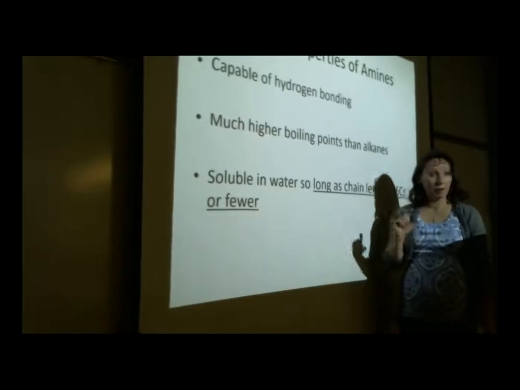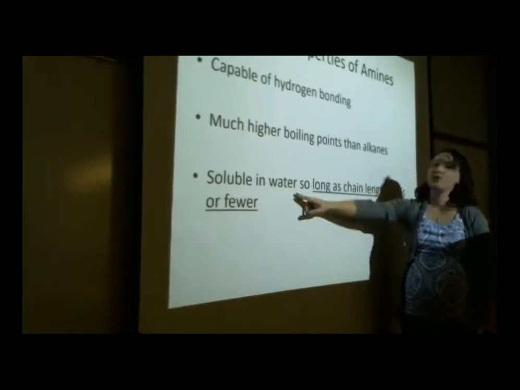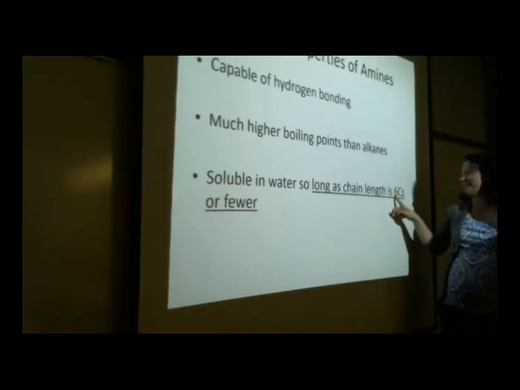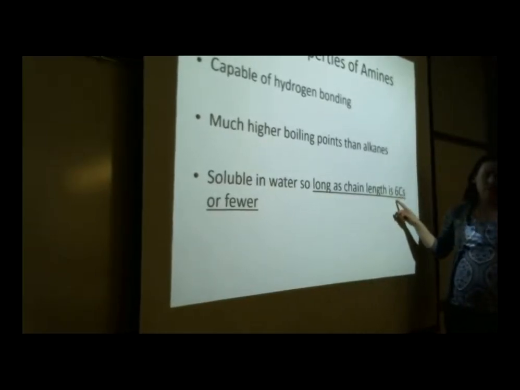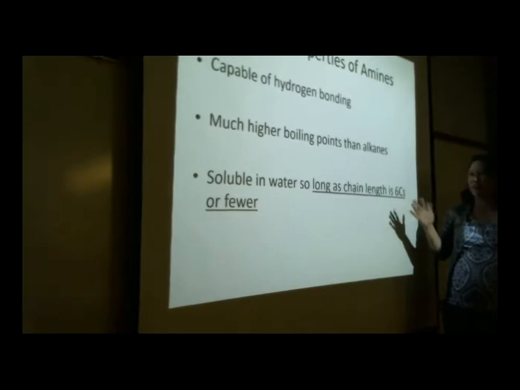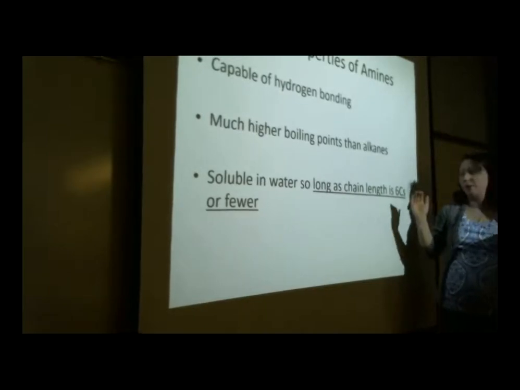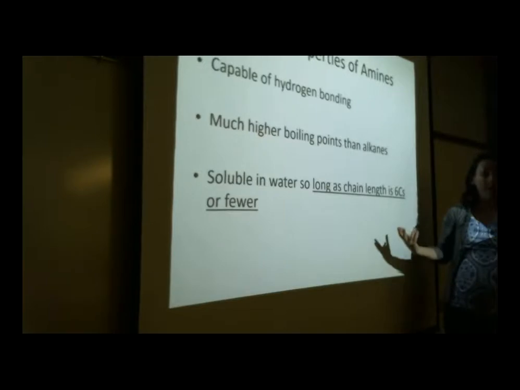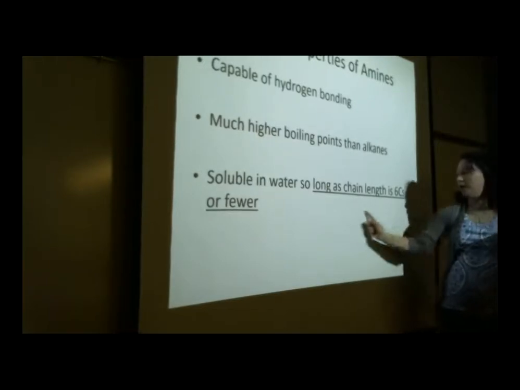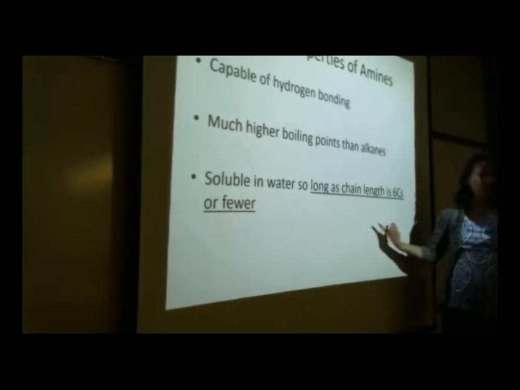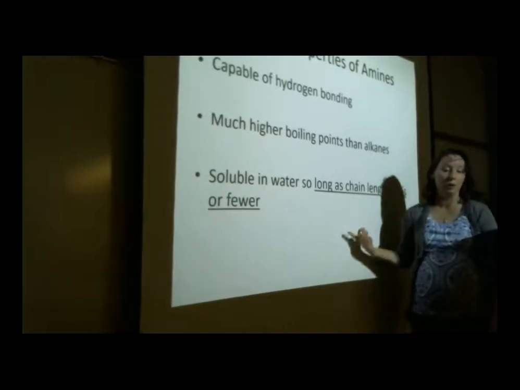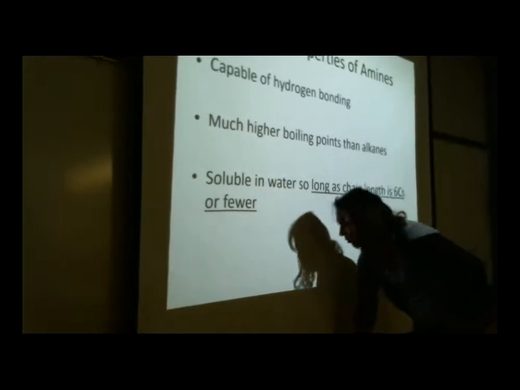So those IMFs are compatible with each other. And they're soluble so long as the chain is 6 or less. 6 or less. That's the magic number. Around 6, 7-ish, solubility goes. And why would that be? Because if we've got this big long chain, now we've got a part of the molecule that's just too non-polar to be compatible with a polar solvent.